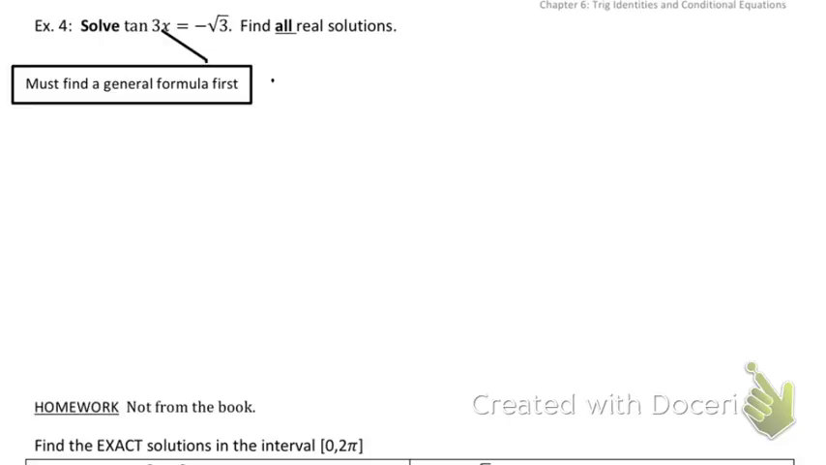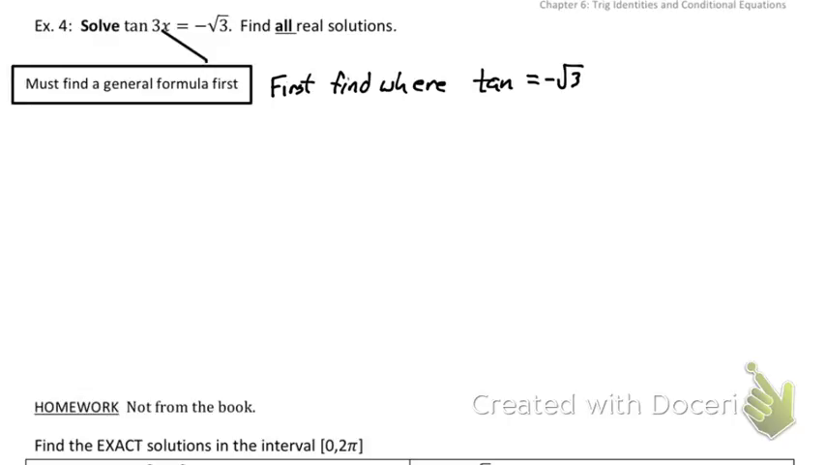And so first, we're just going to find where tangent equals negative square root of 3.